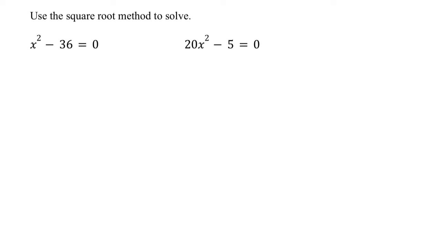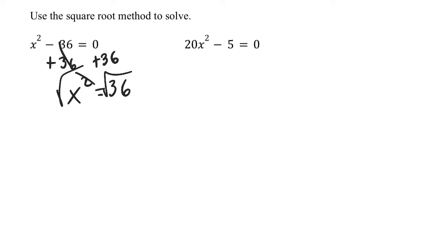Okay, you're supposed to use the square root method to solve. So starting with the one on the left, I'm going to add 36 to each side. Left with x squared equals 36. If I take the square root on each side, I have x is equal to positive and negative 6. Pretty simple. On the other one, I'll add 5 to each side.